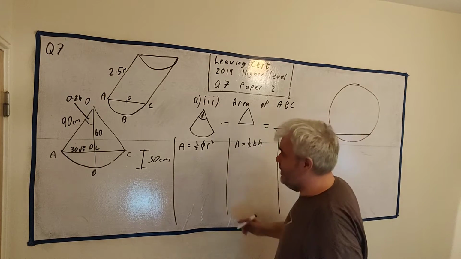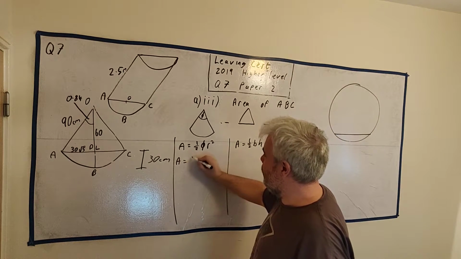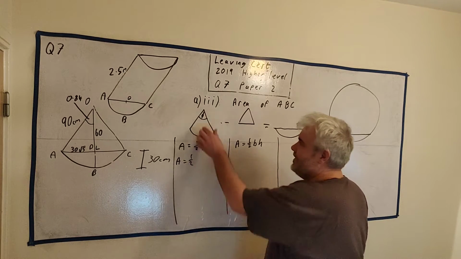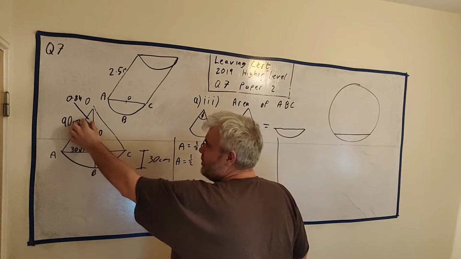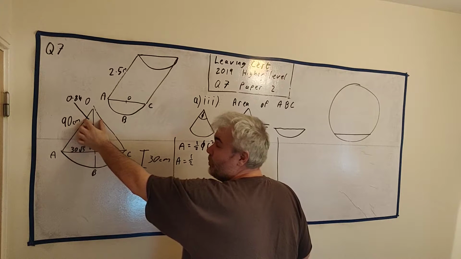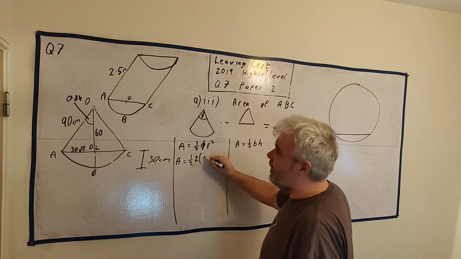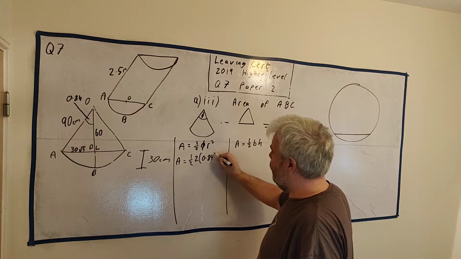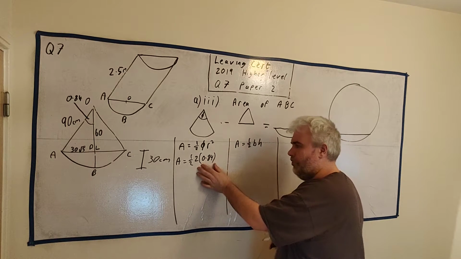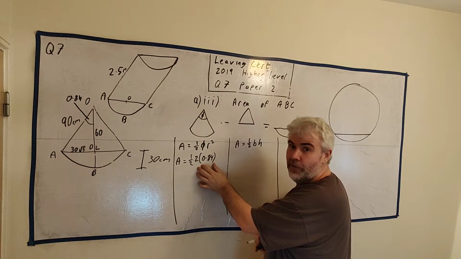Okay, so I just need to fill these out. A is equal to a half this angle. Be a little careful. They asked us to find this angle. We actually want 2 times it. So we want 2 times 0.84. You should be a little careful when using rounded numbers.